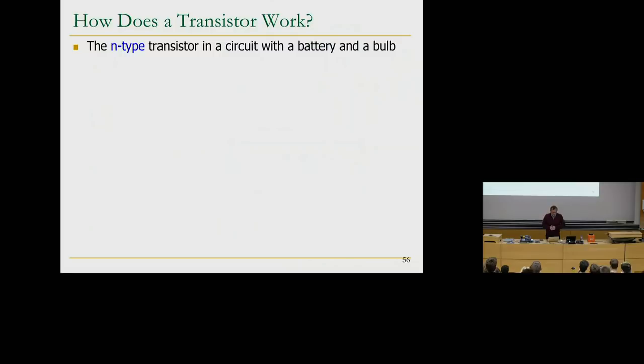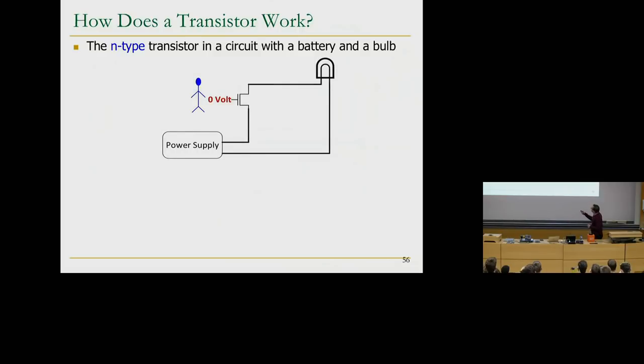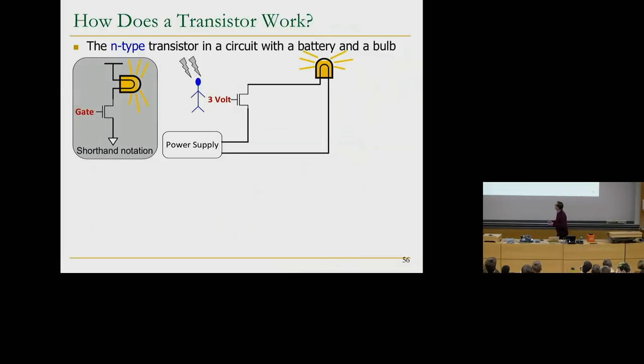Clear? So let's take a look at some examples. We're going to iterate some of this a little bit more. So this is the N-type transistor in a circuit with a battery and a bulb. Basically, this person applies 0 volt over here. The N-type transistor turns off, so the bulb doesn't glow because the circuit is open. Now, if you apply 3 volts, magic, the circuit starts conducting, so the power moves from here to here, and as a result, you have an electron flow. So this thing glows. So it's basically a wall switch, right?